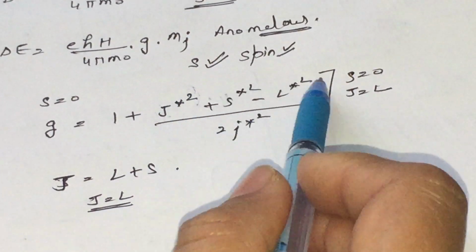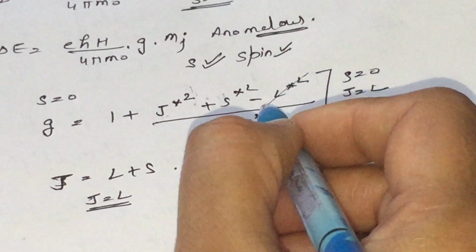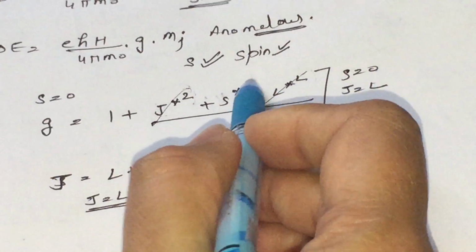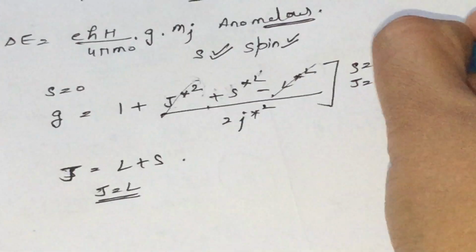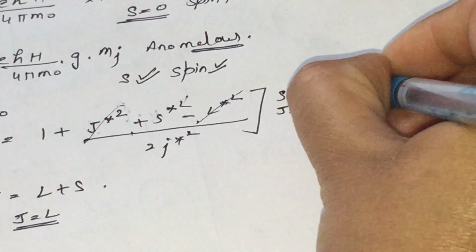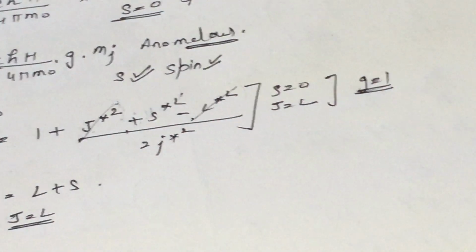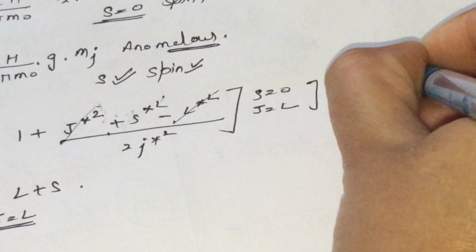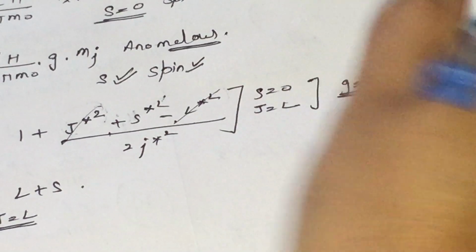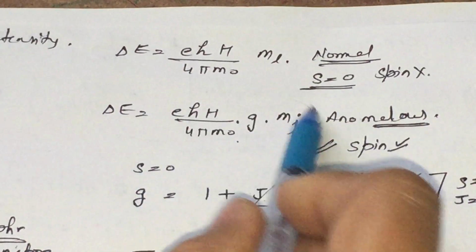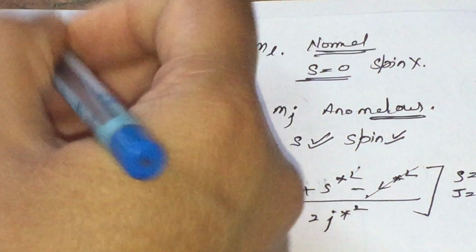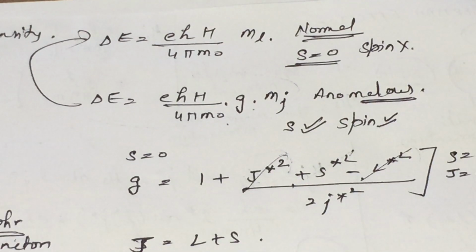J star square minus l star square will cancel out each other. This is equal to 0, and for these two conditions we will have g is equal to 1, and this is the condition of our normal Zeeman effect. Hence, with the help of the anomalous Zeeman effect derivation, we can also find the formula for our normal Zeeman effect.